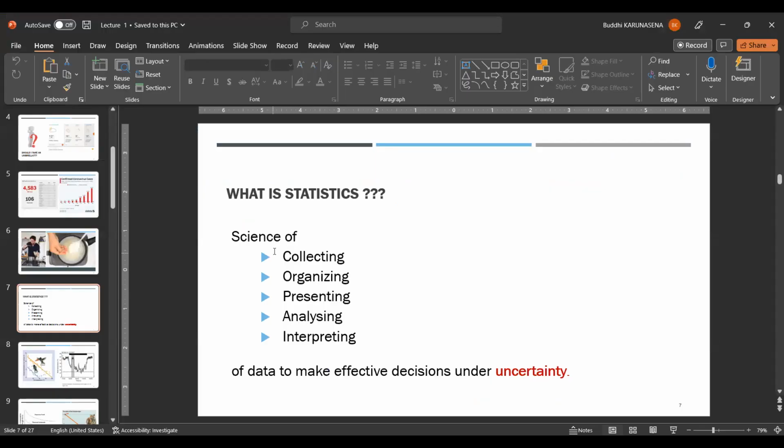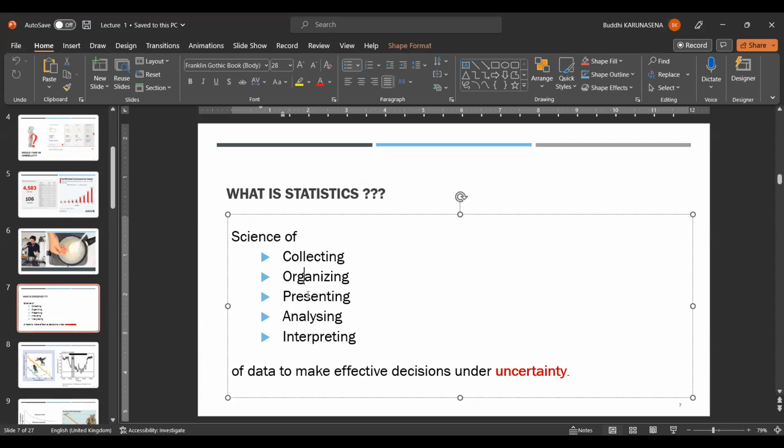Statistics is a science. It is the science of collecting, organizing, presenting, analyzing and interpreting data to make effective decisions under uncertainty, right? Under uncertainty, what do we do? We make effective decisions. The science of retrieving information from data is what we call statistics.